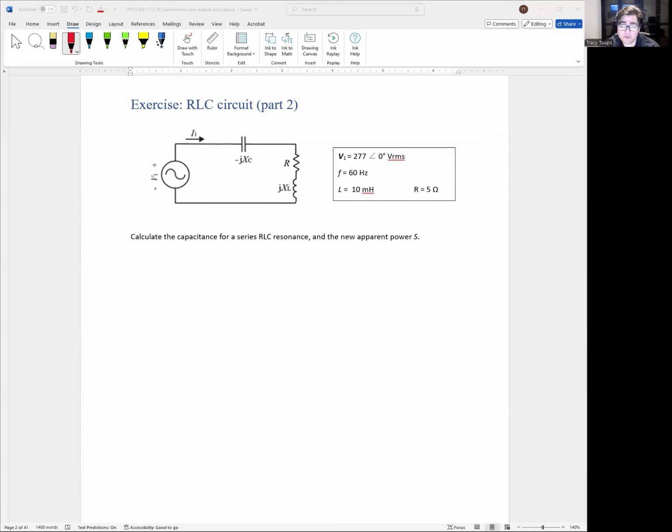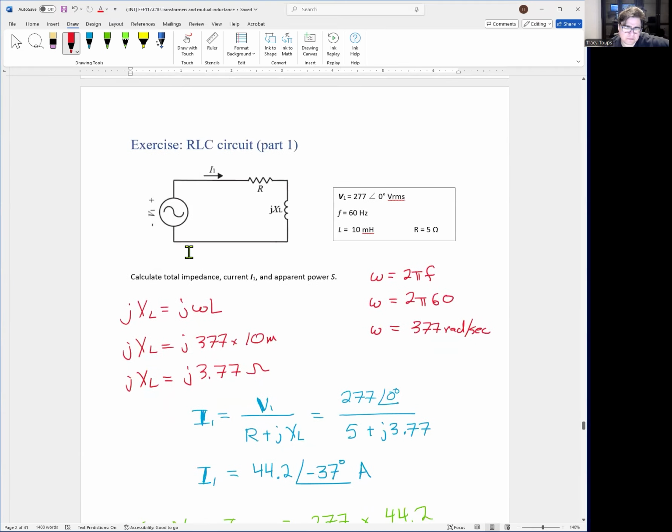Hello, welcome back to EEE 117, Chapter 10, where we're going to continue talking about the series RLC circuit. So you just did an exercise on it, and we'll go ahead and check out the answers and see how you did. So let's go ahead and scroll down.